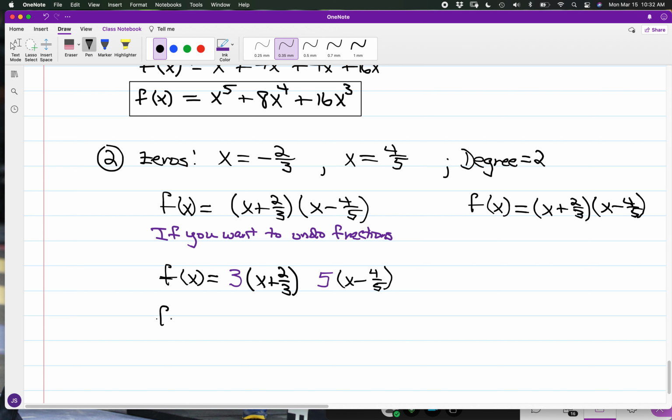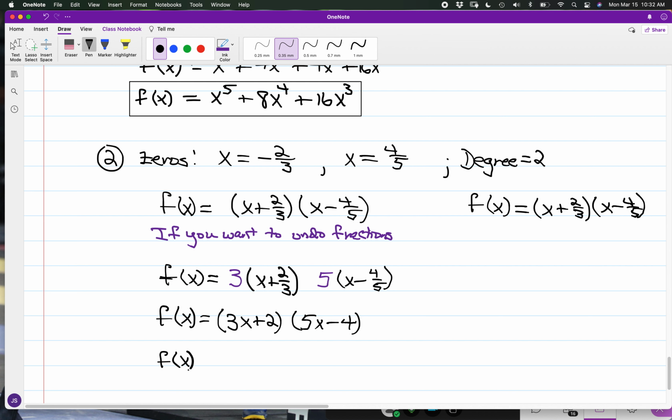And if I take this approach, with f of x, if I multiply the first factor by 3, I'm going to have a change up. So you have 3 times x plus 2/3. This will be 3x plus 2. Notice, if I were to set 3x plus 2 equal to 0, 3x is equal to negative 2, divided by 3, I still come out to x is equal to negative 2/3. And if I multiply x minus 4/5 by 5, I'm going to have 5x minus 4. Again, 5x minus 4 equal to 0, x still comes out to 4/5.